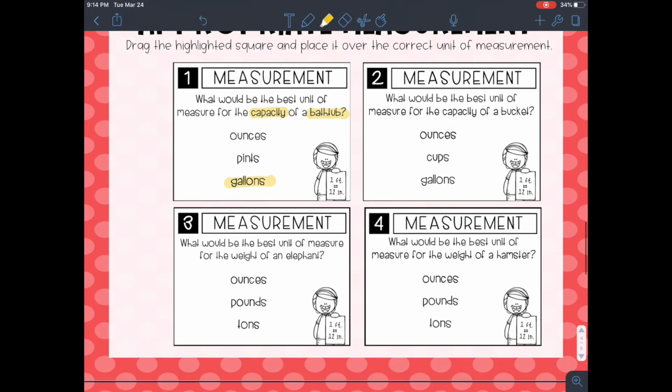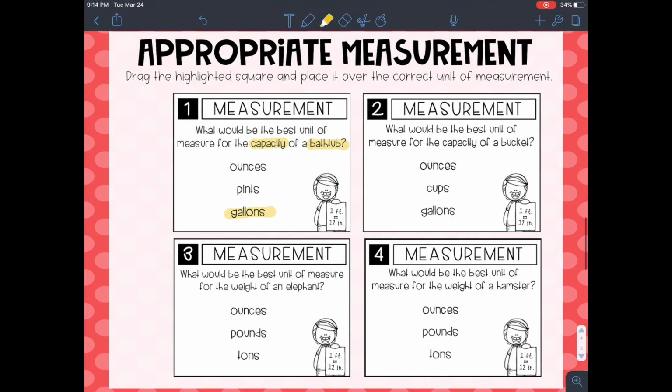So I want you to try number 2 on your own, and then we're going to go over number 3.